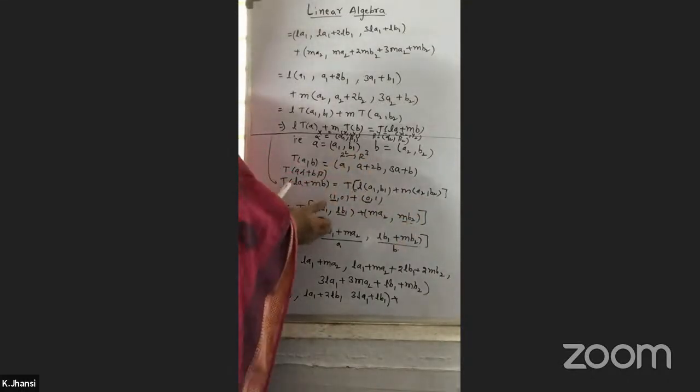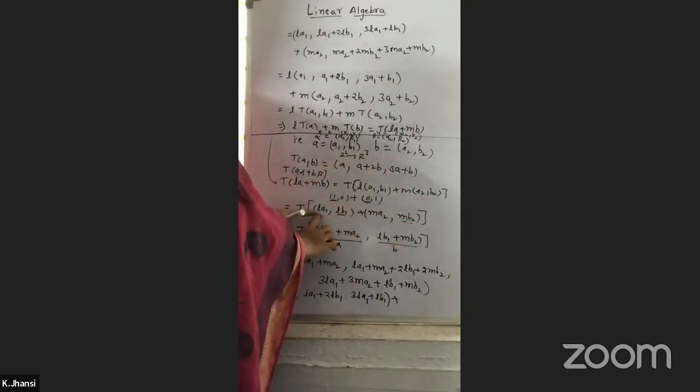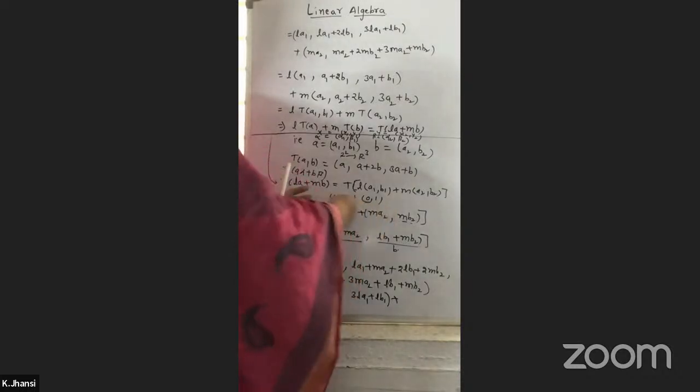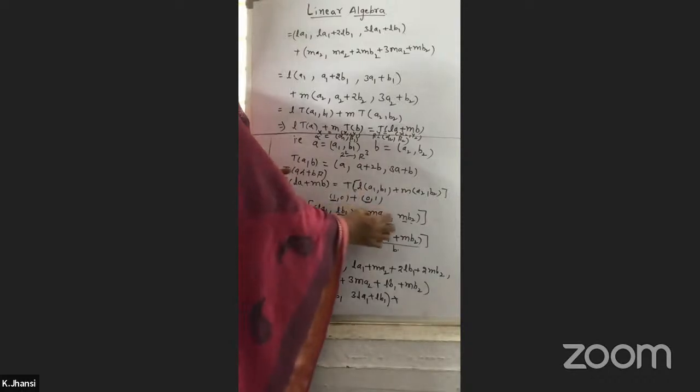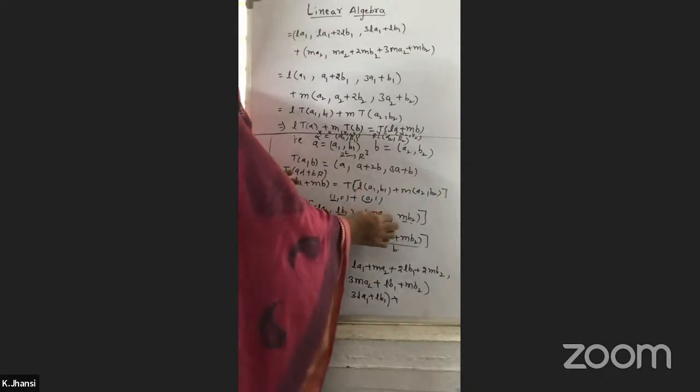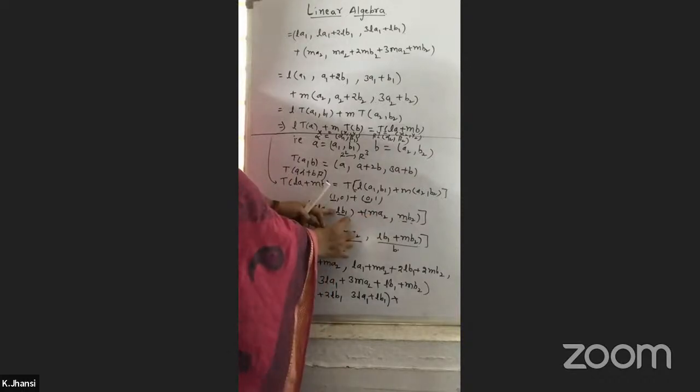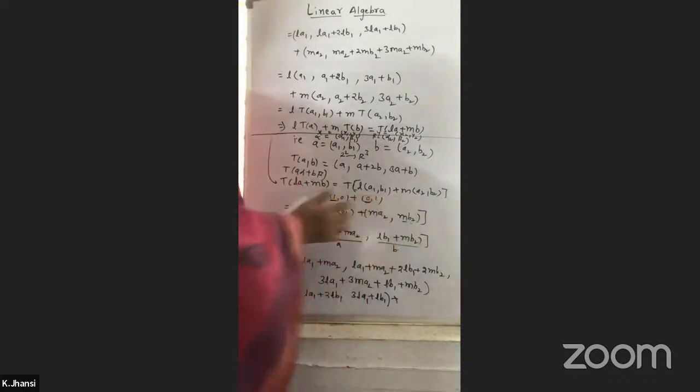Okay. So just take the terms here, A1 and A2 terms here. That is, when you add two vectors, we add the first coordinates. This first coordinate and this first coordinate. So we'll get LA1 plus MA2. Next, LB1 plus MB2.